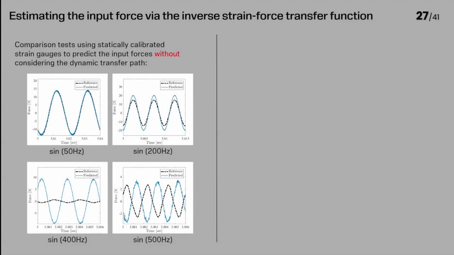To emphasize the importance of this approach, we conducted a comparison test where we're using the statically calibrated strain gauge to predict the input force without considering the dynamic transfer path. And the result shows at very low frequency, this model captured the reference well, but at higher frequencies, a significant amplitude and phase deviation appears.